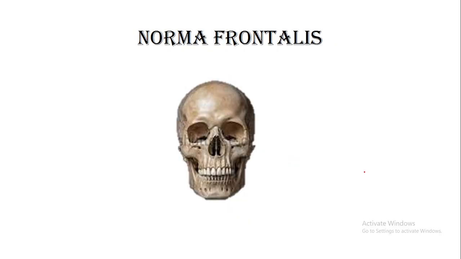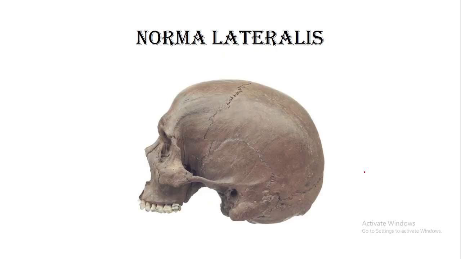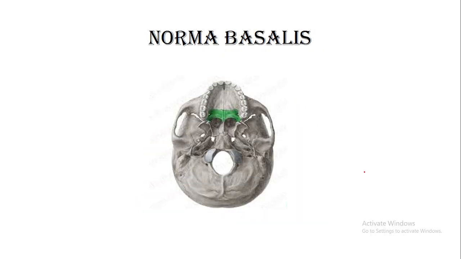norma occipitalis. Norma frontalis is the frontal view of the skull when we see the skull from the front. Norma lateralis is the lateral view of the skull, and norma basalis is the basal view of the skull when we see the skull from the inferior side or from below. The inferior side or the base of the skull looks something like this.